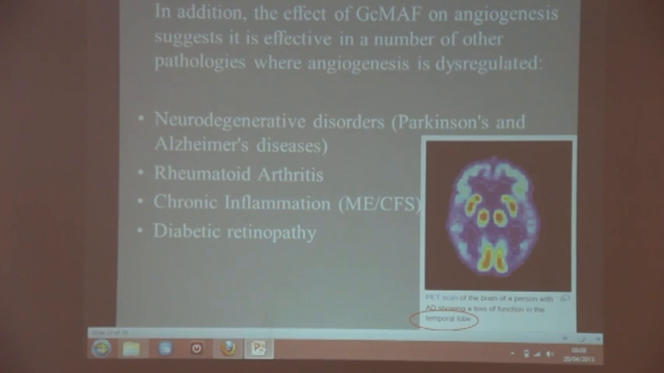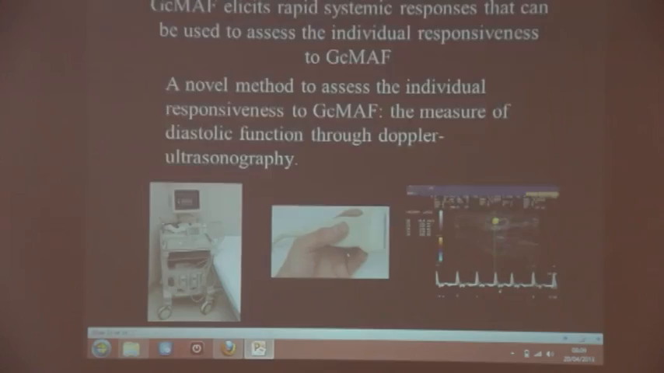This also tells us why Gcmaf is so effective in a variety of diseases that may have nothing to do with cancer, like neurological diseases. Because there are many diseases where angiogenesis or dysregulation of angiogenesis is an important pathogenetic factor, like Parkinson's and Alzheimer's, rheumatoid arthritis, chronic inflammation, in particular that seen in myalgic encephalomyelitis or chronic fatigue syndrome, and diabetic retinopathy. This is a typical scan of the temporal lobe that I hope you memorize, because you will see it in real time in Alzheimer's patients that can be affected by regulation of angiogenesis by Gcmaf.